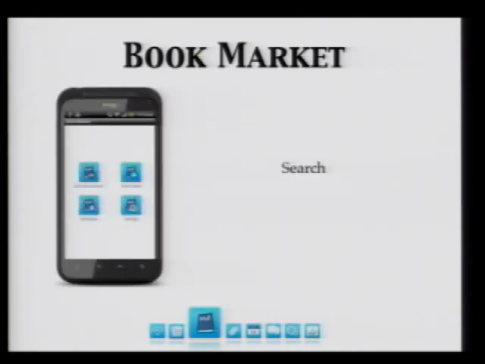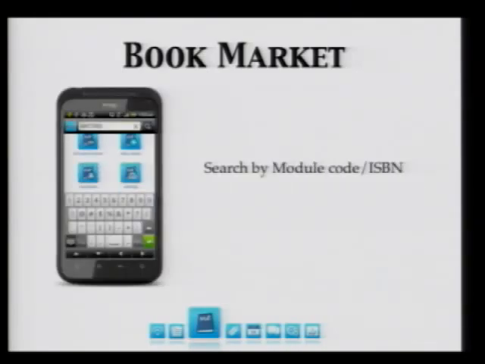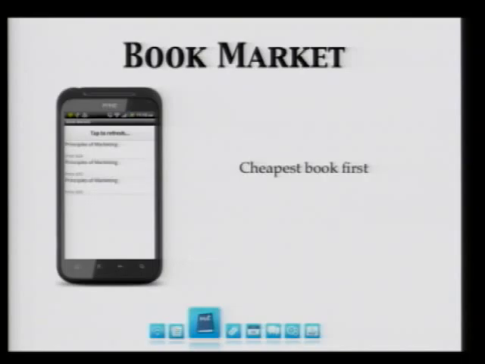Basically, under search, they are allowed to search for a textbook either by module code or ISBN itself, and it will return the list of results found. The interesting thing about this compared to the iVLE forum is that this will return the cheapest book first, so that students always get the best deal.